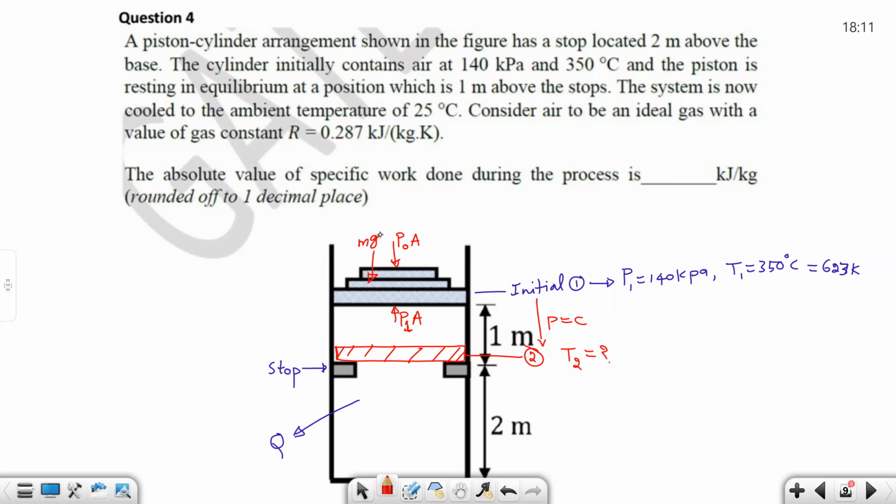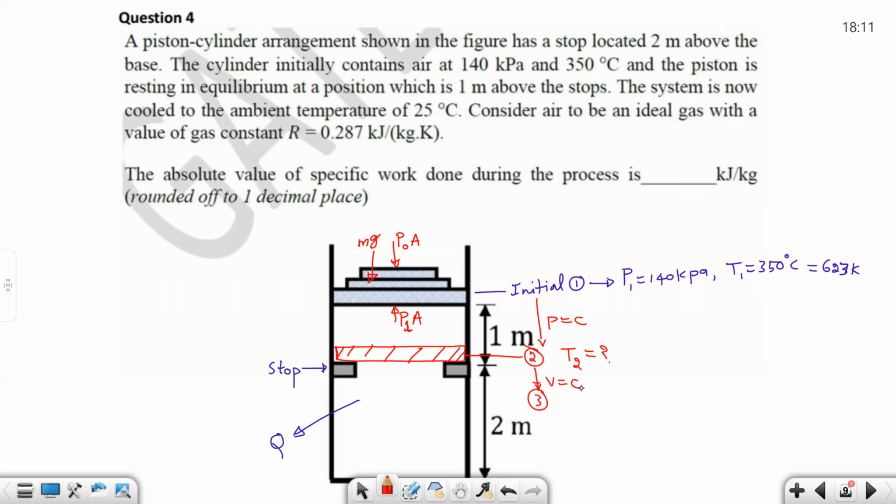So we do not know. This 25 degrees means maybe further it can go to process 2 to 3, but during this time the volume will be constant, because below point 2 the piston cannot move down since the stopper is there. So we have to check whether T2 is 25 degrees. If T2 is 25 degrees, then from 1 to 2 the heat transfer happens only in the constant pressure process, but we do not know. We need to understand the value of T2.